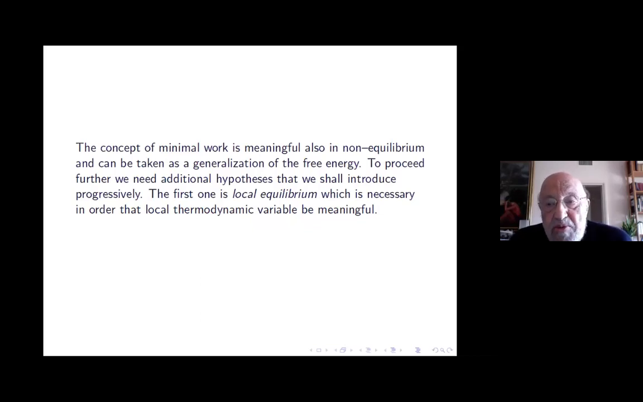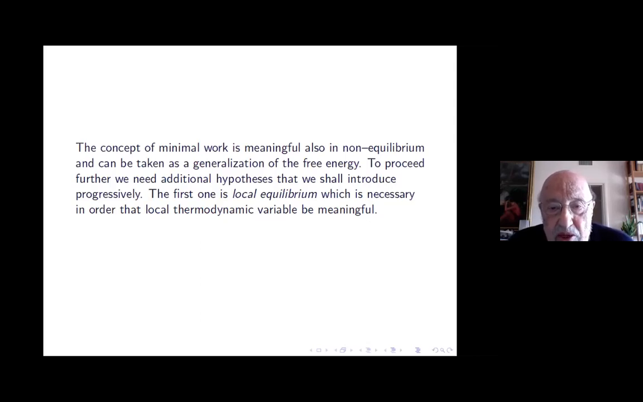So at this point, you have to introduce additional hypotheses. So far we have introduced the hypothesis that out of equilibrium, you may speak of rare fluctuations, probabilistically large fluctuations. And then you have to try to use in some intelligent way this relationship.